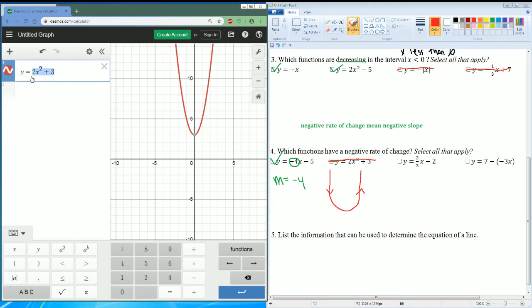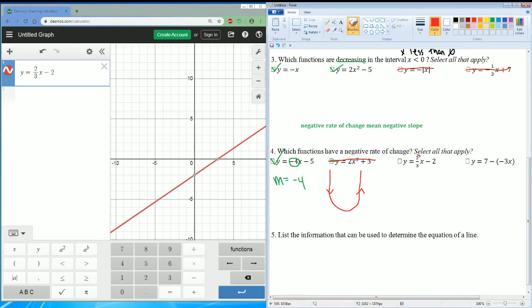Okay, next one, y equals 2/3 x minus 2 does not look like it because here, look, the slope is the number in front of the x. This is positive. We're looking for negative. So this one does not work. You see how it's going up?